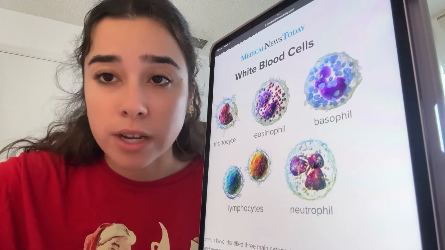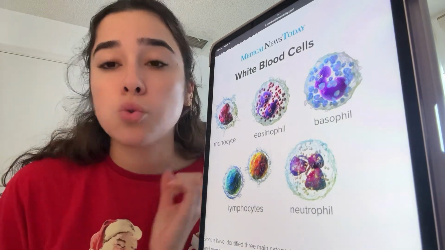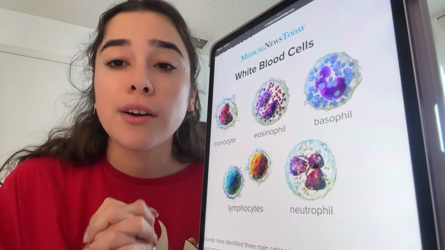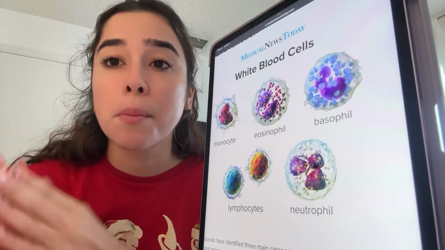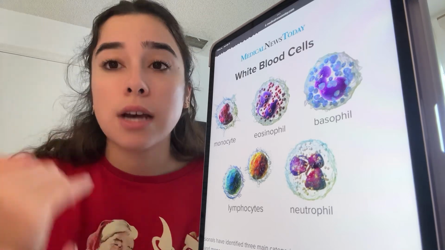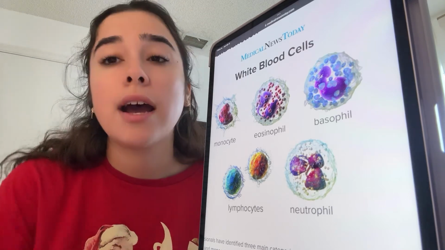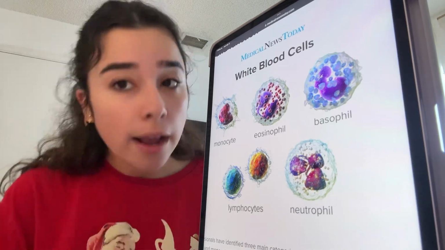Next, we'll move on to lymphocytes. They are about 20 to 30% of white blood cells, and they are mostly responsible for the production of T cells and B cells. T cells attack any antigen that has presented itself inside the body. B cells produce antibodies, which flag these antigens for the T cells to be able to attack.